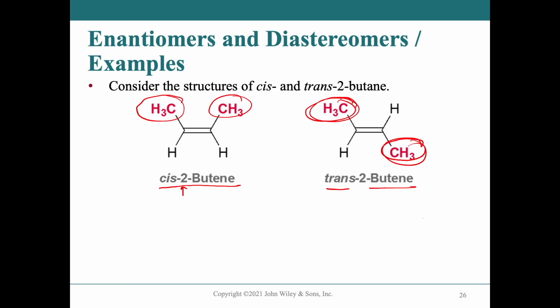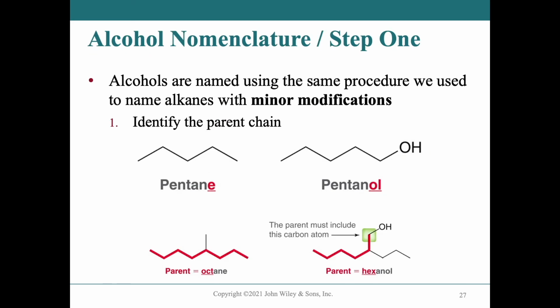Good stuff. So just remember, if the substituents are on the same side of the double bond in an alkene, it's cis. If they're on the opposite side, they're trans, right, on an alkene. All right, so let's talk about naming alcohols now.